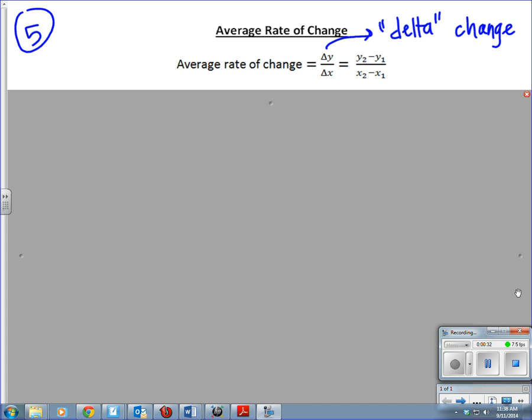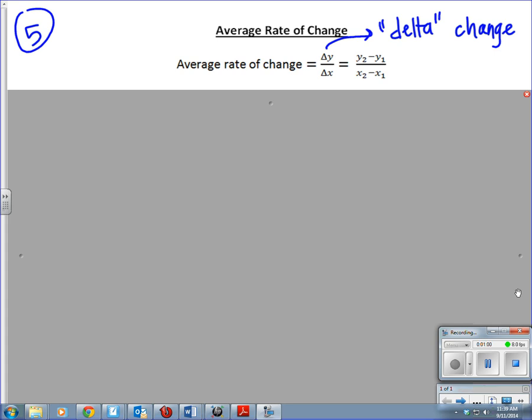So this is saying the change in y over the change in x, which should be more recognizable for you guys. This is y2 minus y1 over x2 minus x1. That's the slope formula. Okay? So the average rate of change is exactly what it is. It's between 2 points. What is the average slope? Or what is the average change from this x value to this x value?